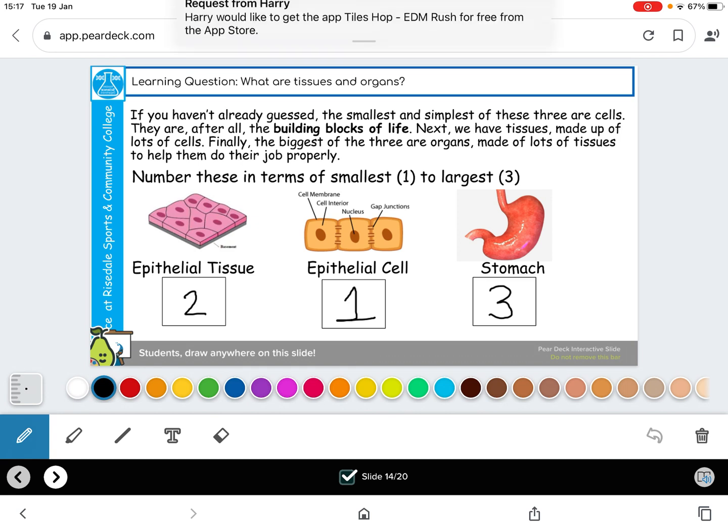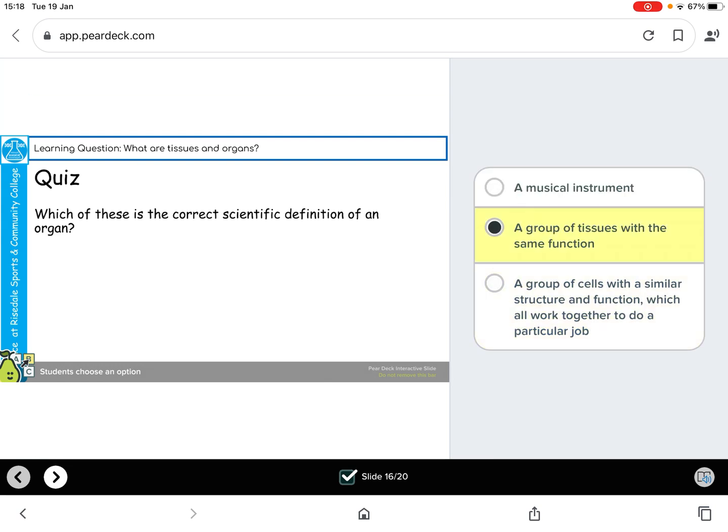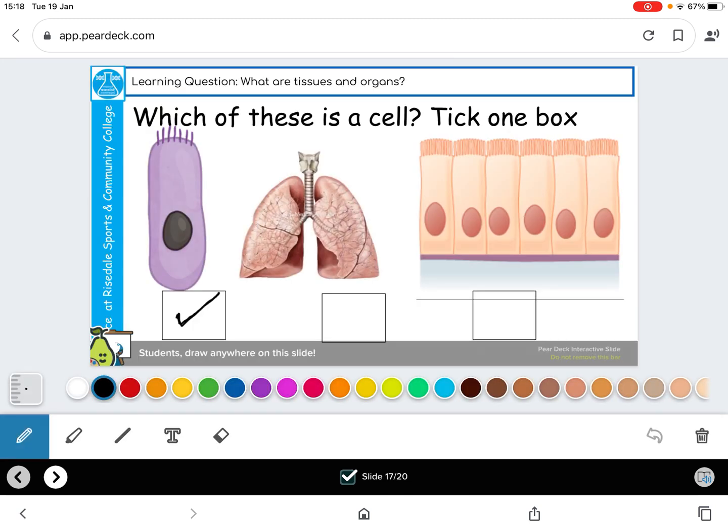If you haven't already guessed, the smallest and simplest thing is a cell. They're the building blocks of life, and then we have tissues, and then the tissues make organs. So if you were numbering these in order from smallest to largest, you should have had 2, 1, then 3. Which of these is the correct scientific definition of a tissue? So you are asked to write this word down, so you should have found this easy enough: a group of cells with similar structure and function working together to do a particular job. Which was the definition of an organ? An organ was a group of tissues with the same function.